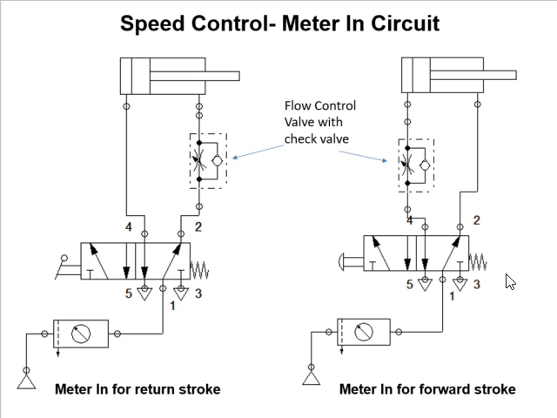Similarly, in this second circuit, the check valve direction is towards the cap end side. So in this circuit, it will control the speed of the forward stroke only, and during the return stroke, the fluid which is coming out from the cap end side will pass through the check valve as well as through the flow control valve. So it will not control the return stroke. So in both circuits, the flow which is entering into the cap end side is controlled, so it is called a meter in circuit.